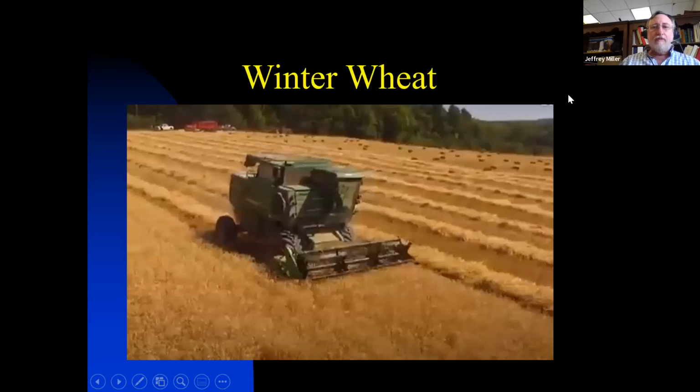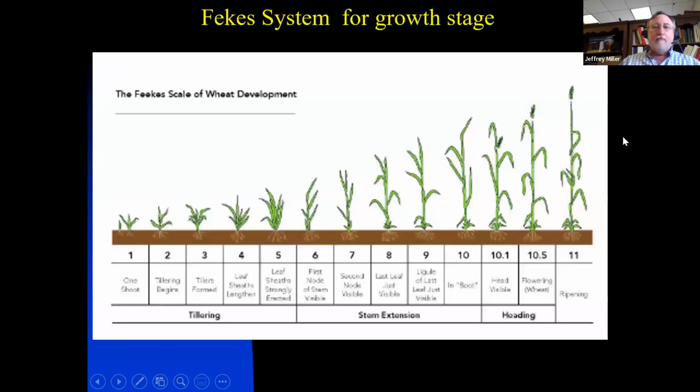So the first thing that I'm going to cover is winter wheat. Whenever you're talking about small grains, one of the things that you probably want to know a little bit about is the stages of development. There are different scales out there people use, and Feekes is just one of the popular ones. And it's a numeric scale.